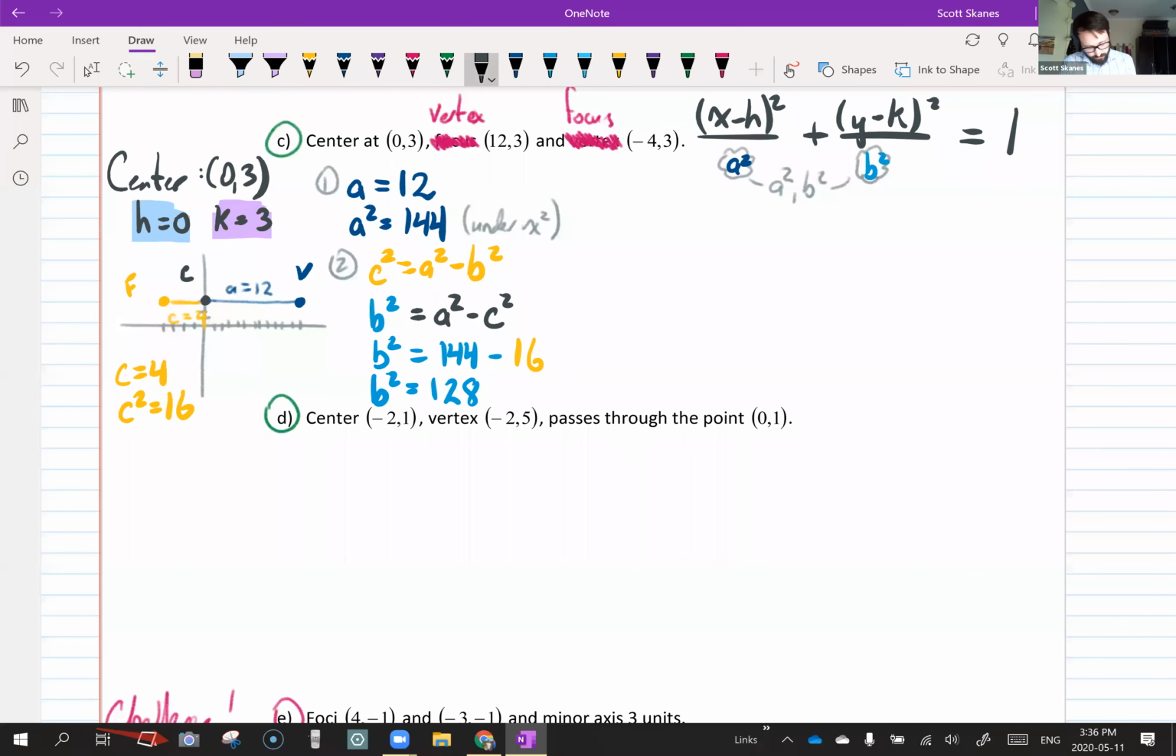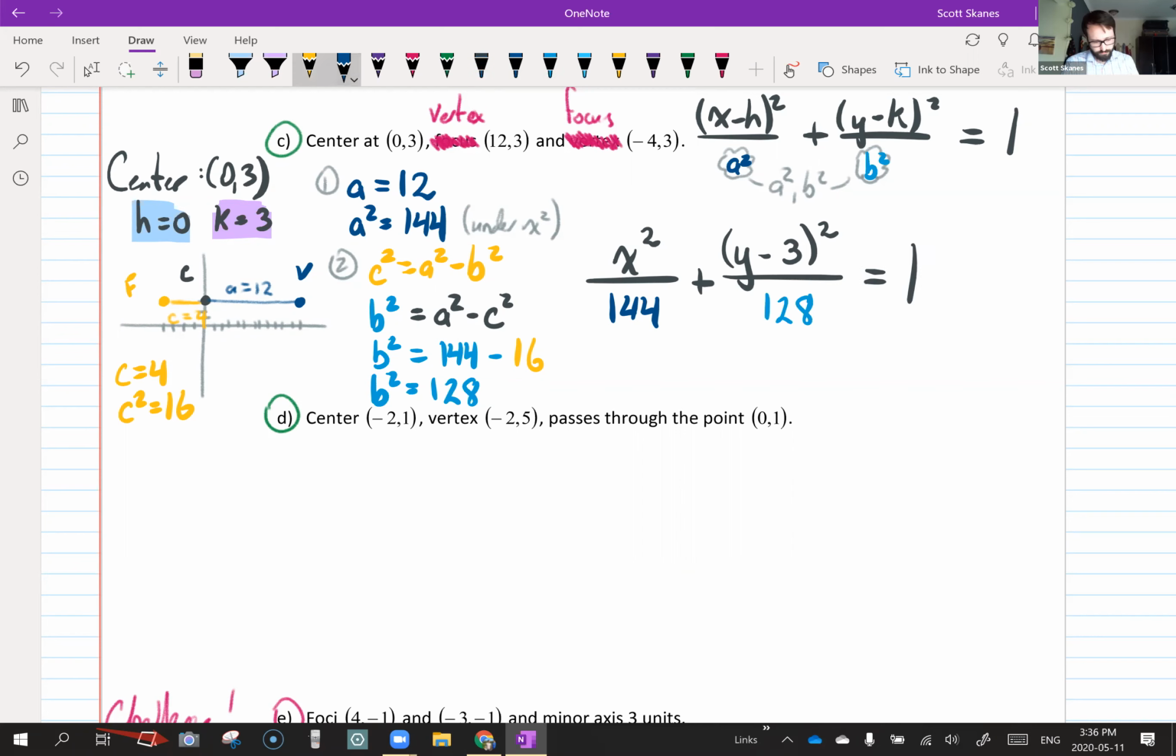So let's do that. My final equation is x squared over A squared. What's A squared? 144. Plus y minus k. Well, that must be y minus 3, squared, over B squared. B squared is 128. So I'm just stealing from my previous answers here. Equals 1. Actually, I'm done. That's my final answer.